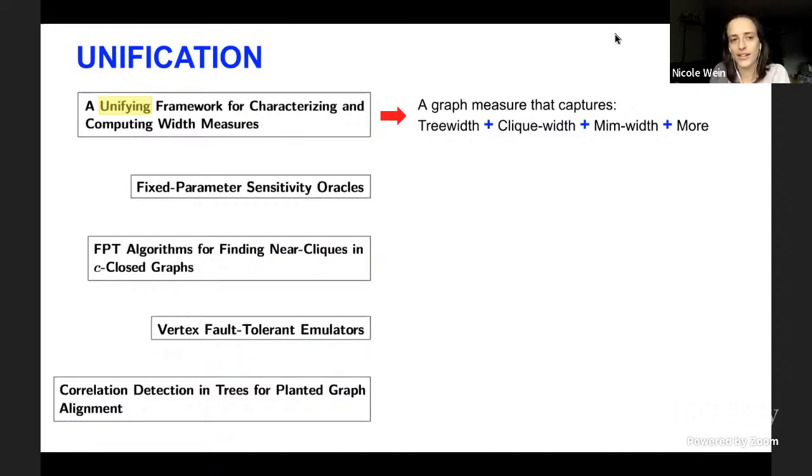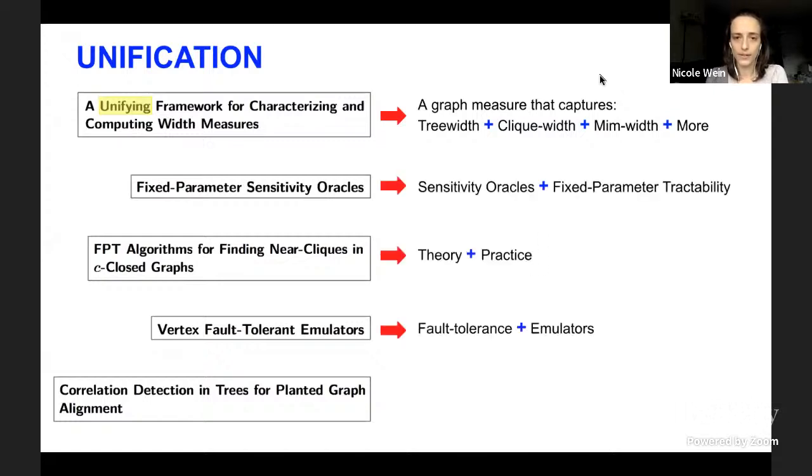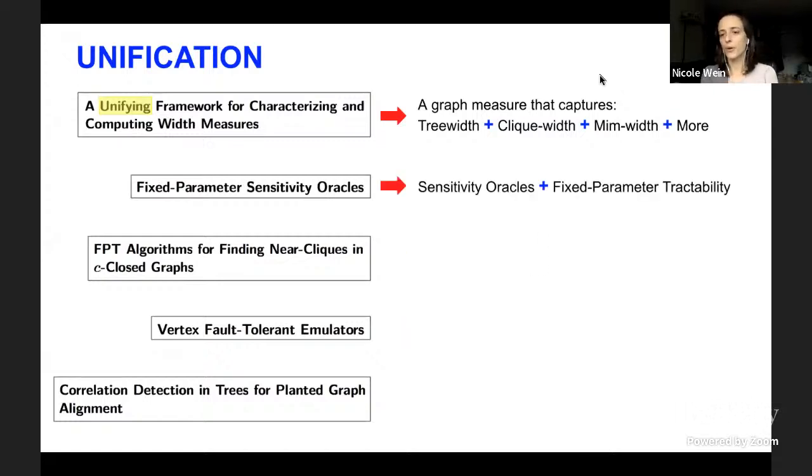The next paper is called Fixed Parameter Sensitivity Oracles. And what this paper does is they combine the ideas of sensitivity oracles with fixed parameter tractability. So traditionally, sensitivity oracles have been studied mostly for distances, whereas this paper says, let's apply the idea of sensitivity oracles to some classic fixed parameter tractable problems, such as k-path and k-vertex cover.